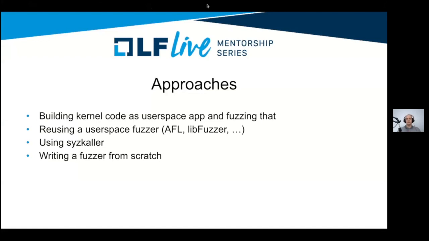And these are the approaches that I've seen people doing, and all of them have been successful in a certain way. So the first approach is to build kernel code as a user space application. The second one is to reuse a user space fuzzer. And third one, using Syscaller. And the fourth one is just writing a fuzzer from scratch.